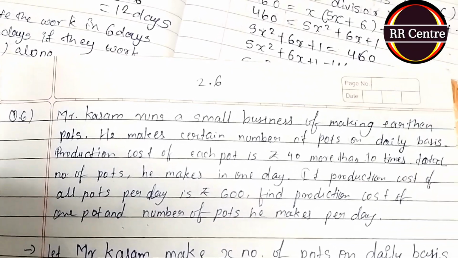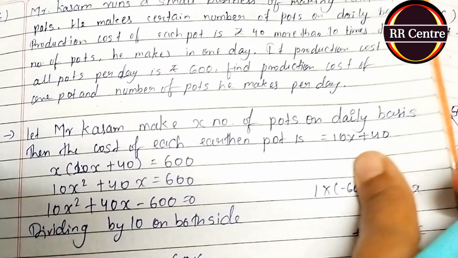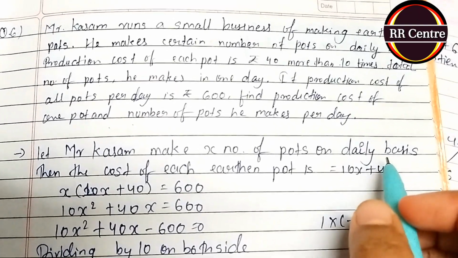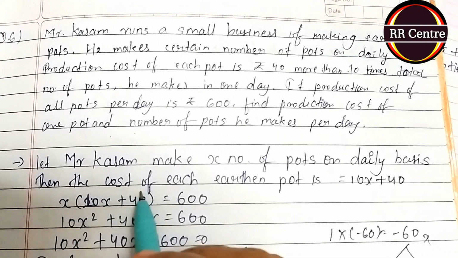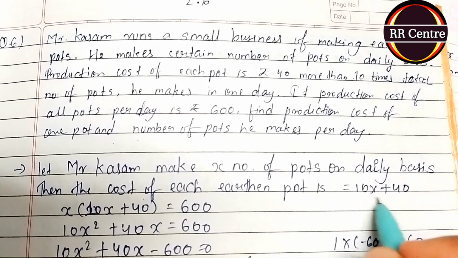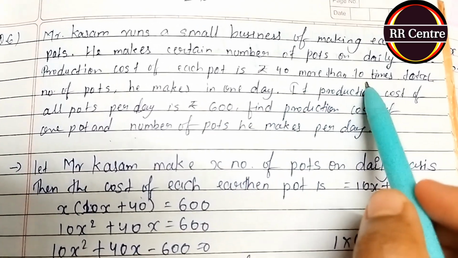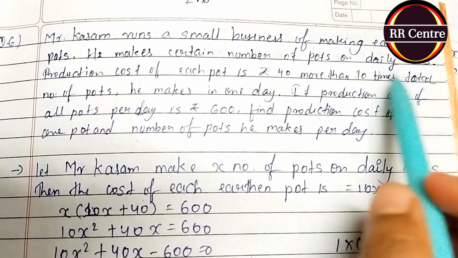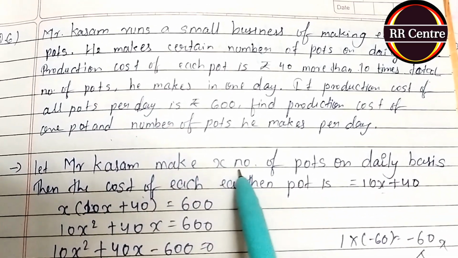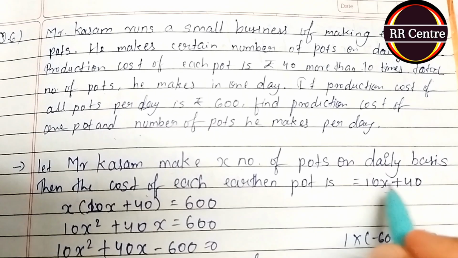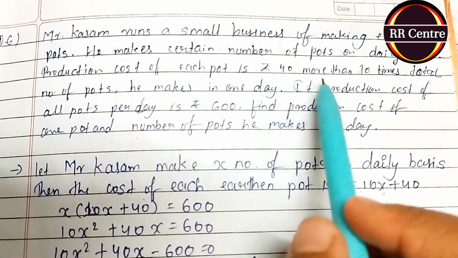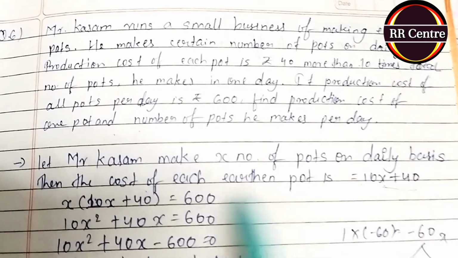So first, let Mr. Kasam make x number of pots on a daily basis, right? Second, the cost of each pot is 10x plus 40. Why? Because it is 10 times the total number of pots, and the total number of pots is x. 10 times it means we multiply, and each pot is 40 more than that, right?